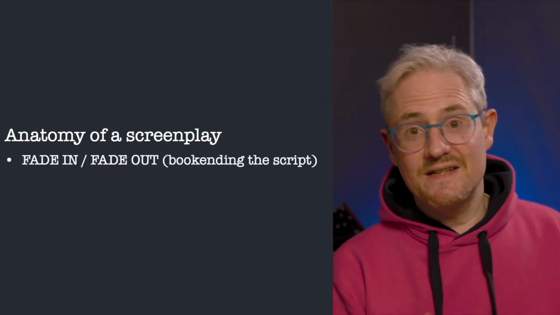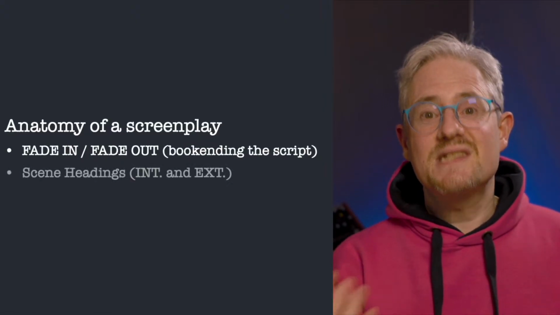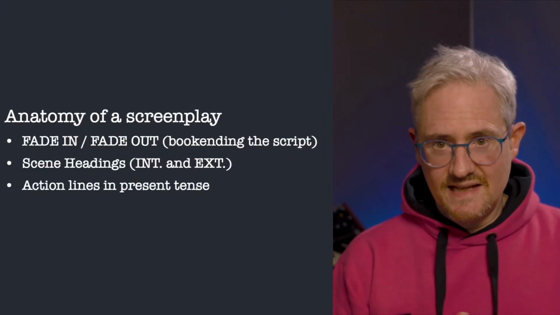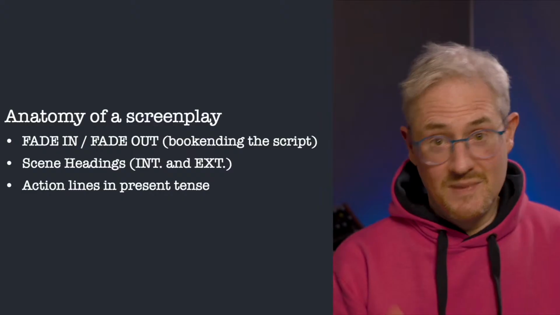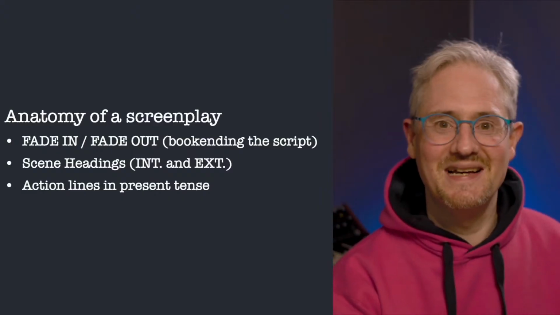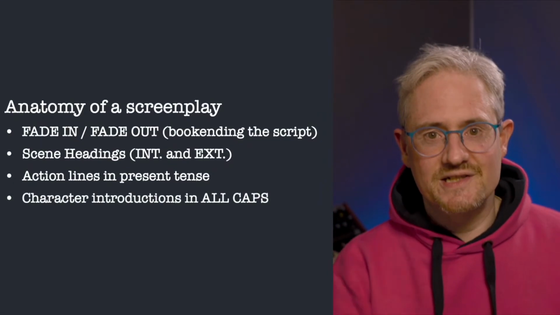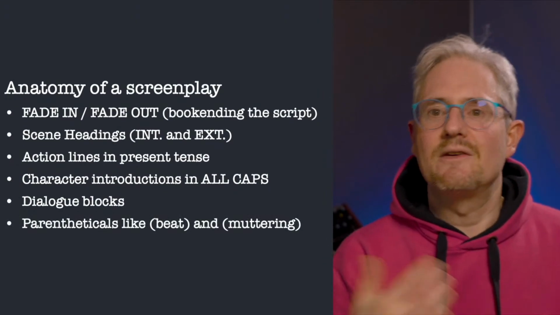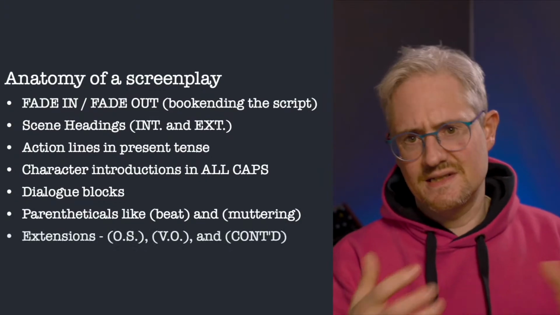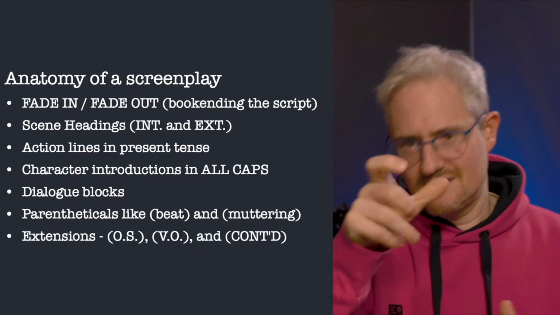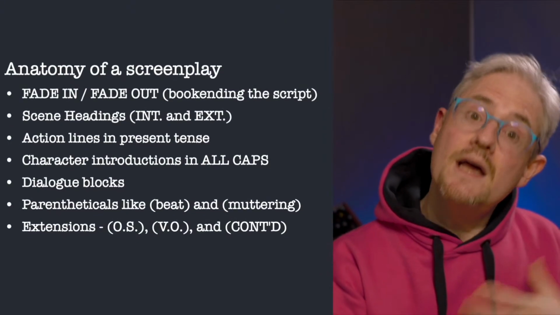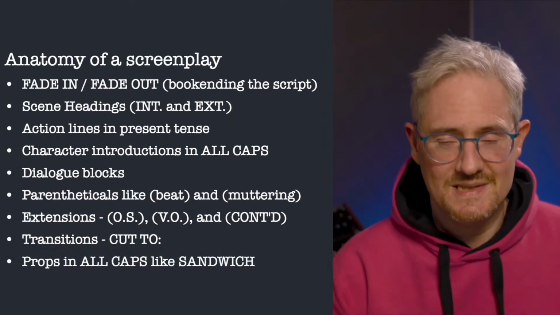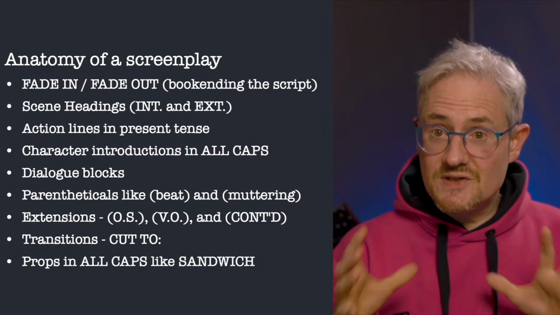So you've got your standard fade in, bookending the script. You've got your scene headings, like interior, exterior. You've got action lines written in the present tense saying what is happening on screen, but also sometimes what's happening in the character's mind. You've got your character introductions in all caps. You've got your dialogue blocks. You've got parentheticals like beat, or how you're going to say something. You've got these little extensions that tell you this is a voiceover, this is off screen, or the dialogue is continuing from the last thing. You've got your transitions, cut to this, and then you're putting props in all caps, like sandwich. So these are basically the conventions of screenwriting.